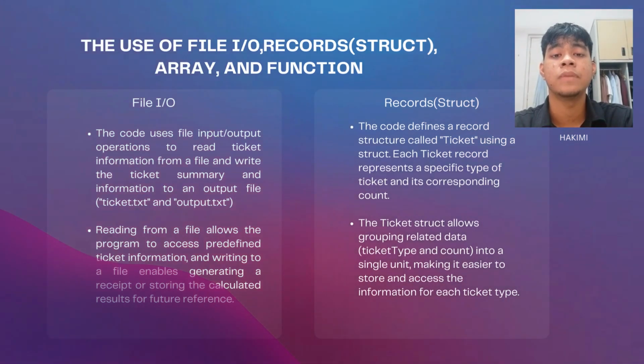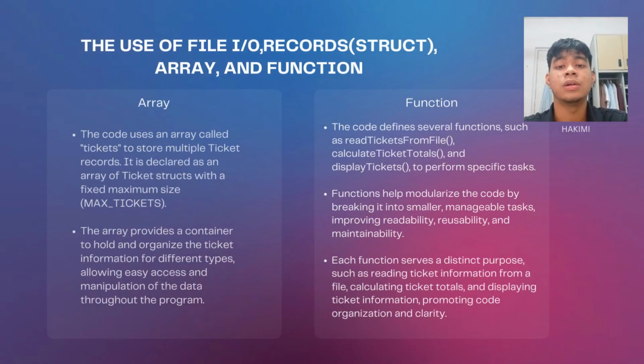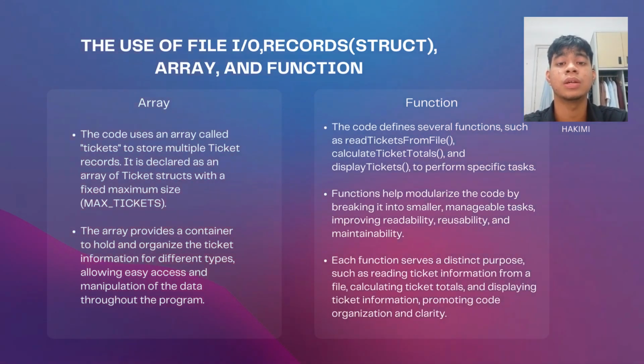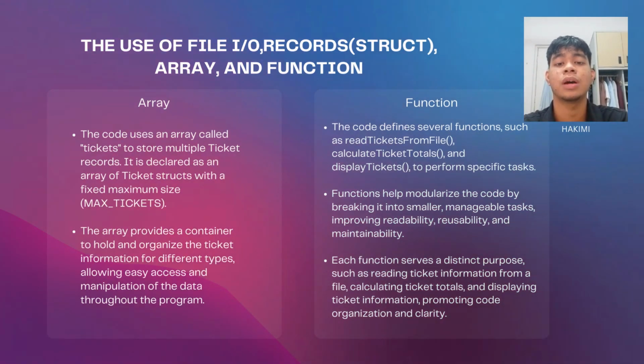For struct, the code defines a record structure called ticket using a struct. Each ticket record represents a specific type of ticket and its corresponding count. The third is array. The code uses an array called ticket to store multiple ticket records. It is declared as an array of ticket structs with a fixed maximum size.